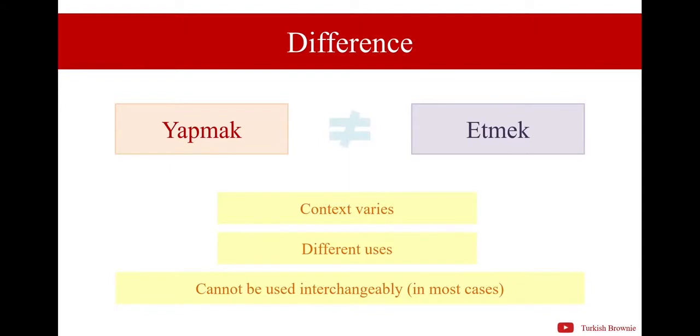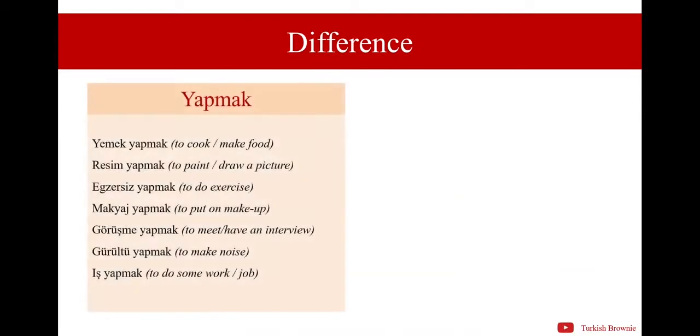To further understand this, let's look at some examples of phrasal verbs that are formed using the word yapmak and those that are formed using the word etmek. So, when I was looking at these examples, I figured that most of the phrasal verbs that are formed with yapmak involve some physical activity. I mean, something is performed, something's created, and some physical activity is involved in the process.